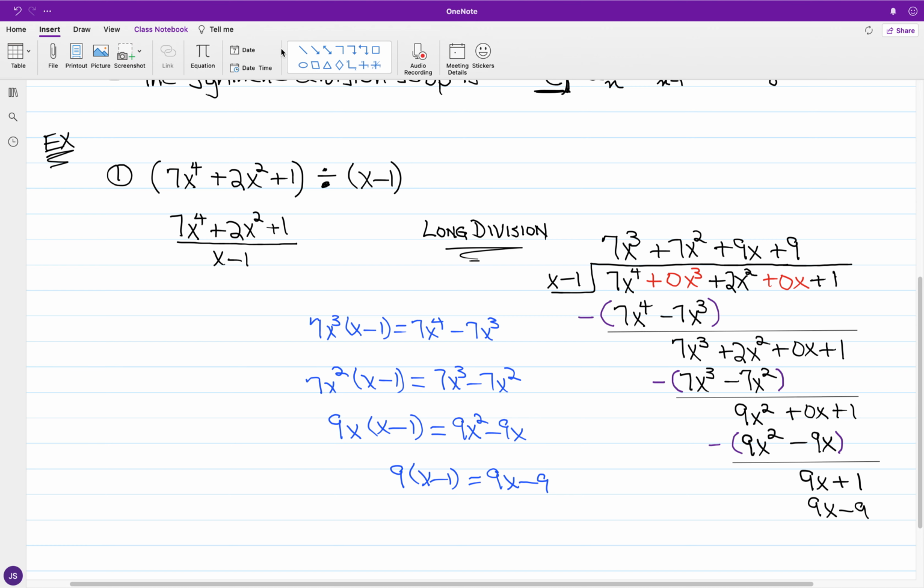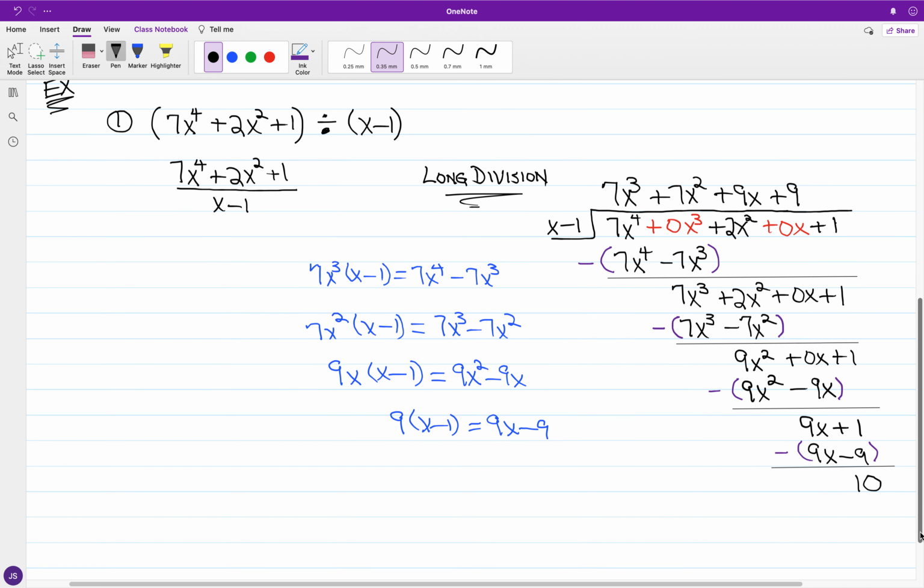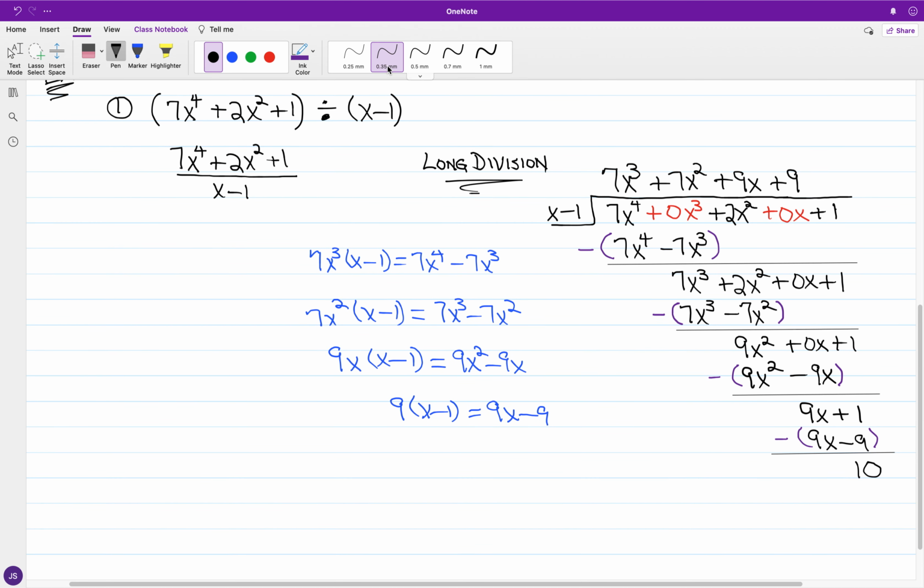And for what we have now, applying the subtraction, 9x is going to go out, and we got 1 minus negative 9, so this will be 1 plus 9, so that is going to be 10. And I cannot take x into 10. So for what we have left over, for this process, we have the quotient.